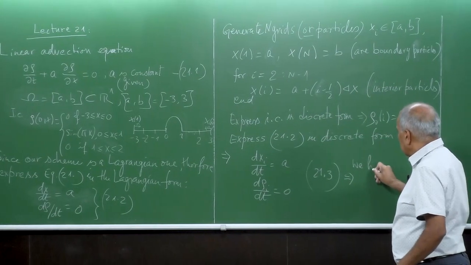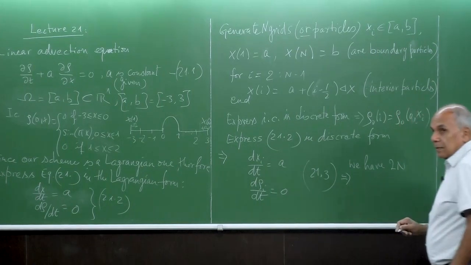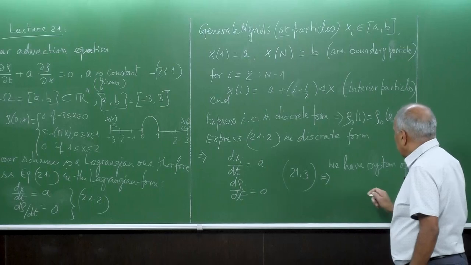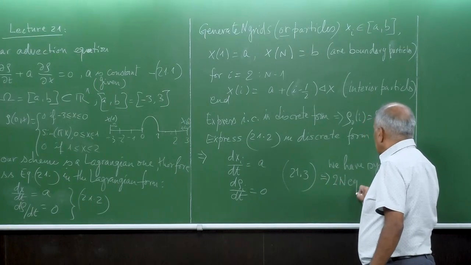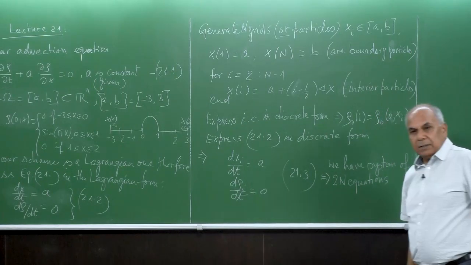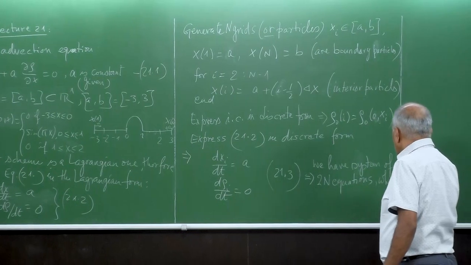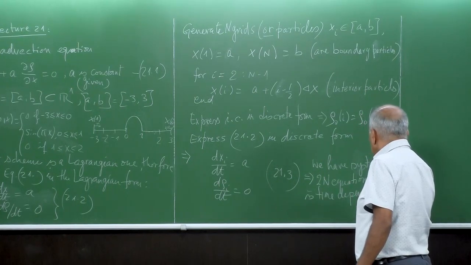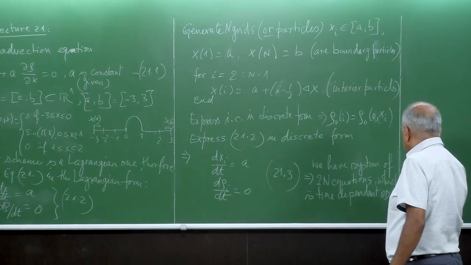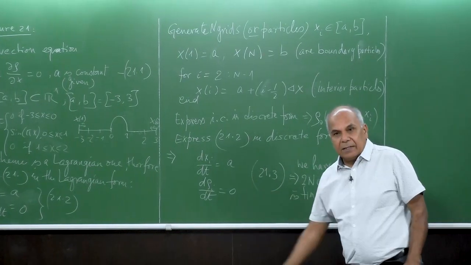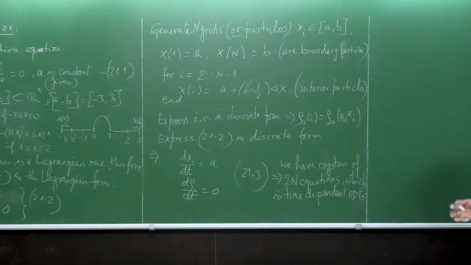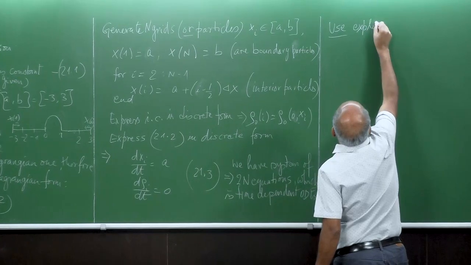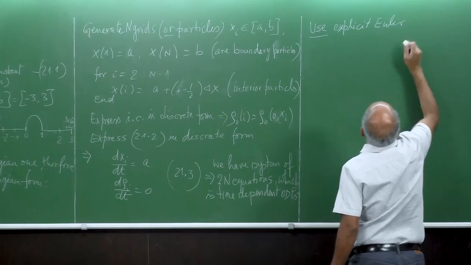So what we get here is a system of 2n equations, which are time dependent ODEs. This ODE system you can solve by any ODE solver. Now just use the very simple explicit Euler scheme.